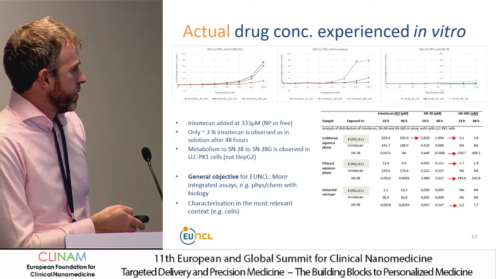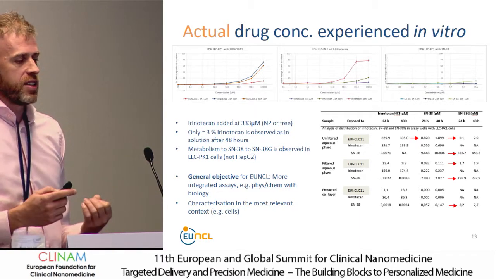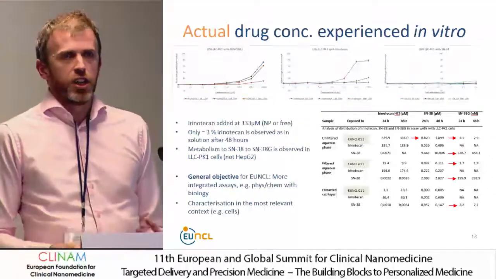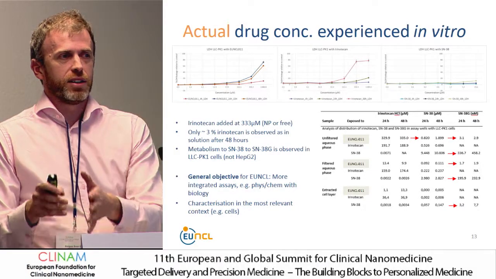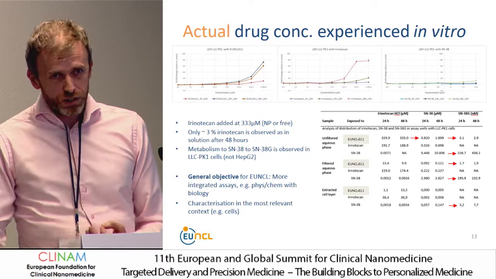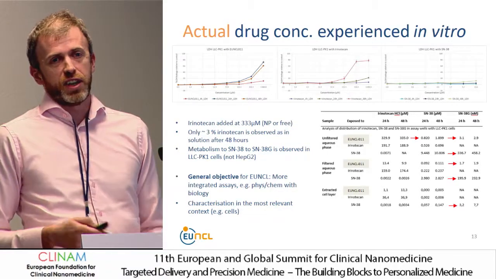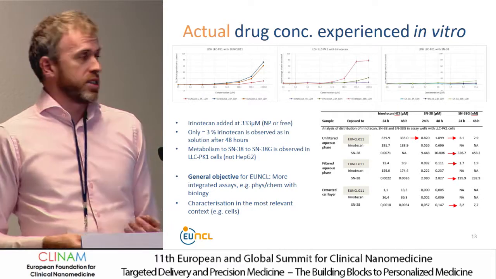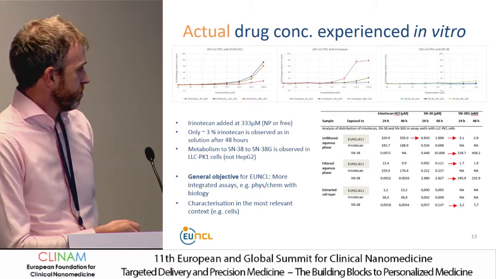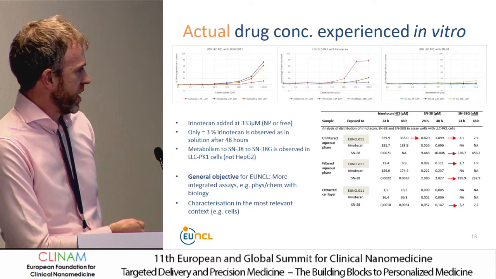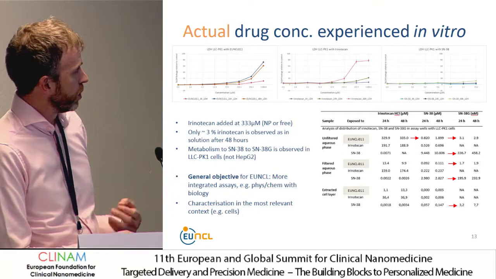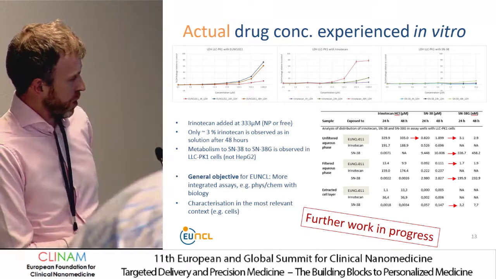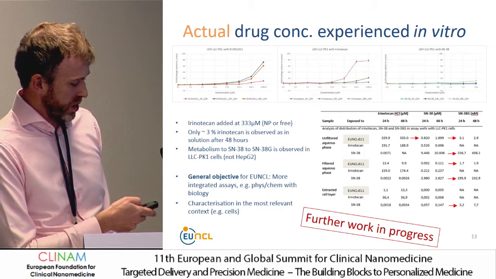So we have identified it as a general objective for EUNCL to try to add more mechanistic understanding here. Not only pour the drug into your sample and measure whether it dies or not, but actually try to understand why we see the effects that we do. So integration of physicochemical assays with the cell-based and in vivo assays is key to us. And again, we have to emphasize that characterization in the most relevant context is important, so not only pristine nanoparticles in PBS. There is further work going on about this.